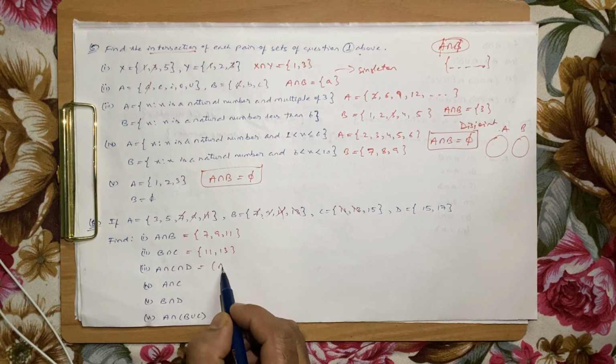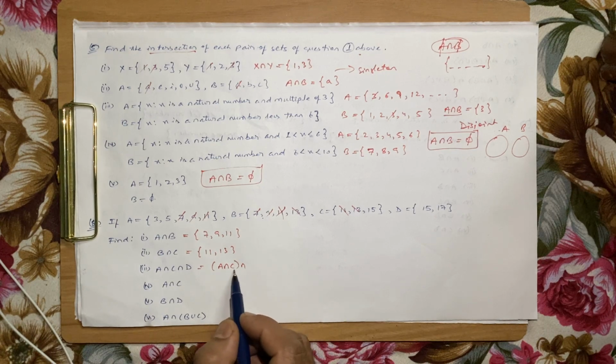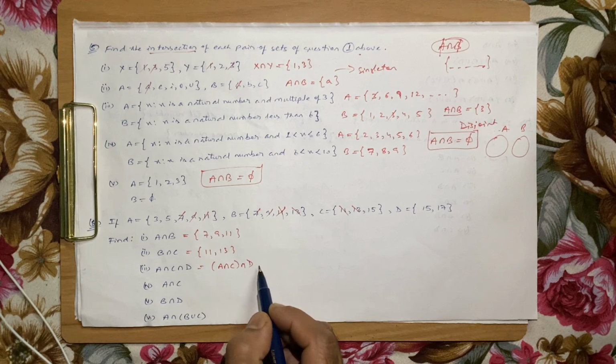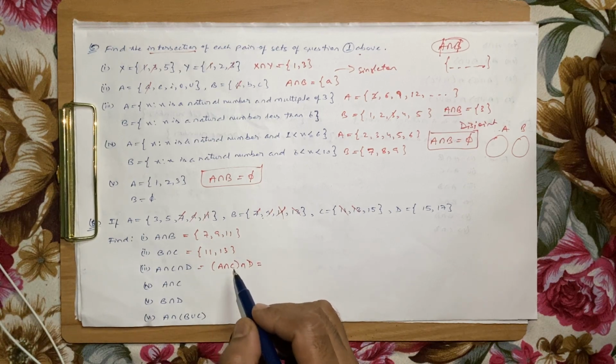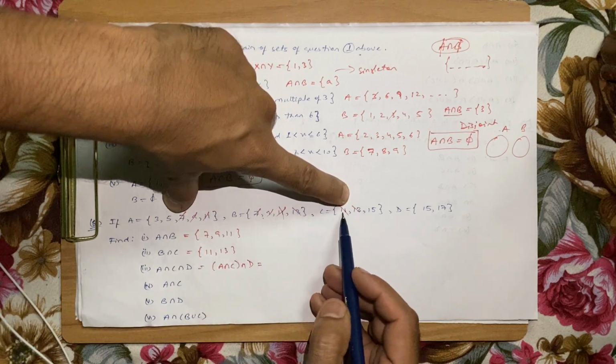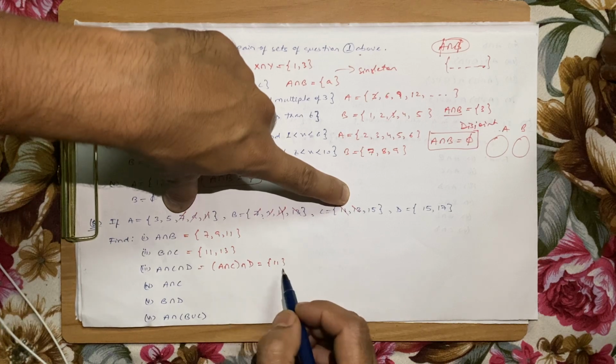So let's break it down. First we'll do A intersection C, and then whatever that set is, one single set, I'll do the intersection with D. So let's do first A intersection C. A and C combined. Is there anything common? Yes, 11 is the only thing that's common. So this is A intersection C.